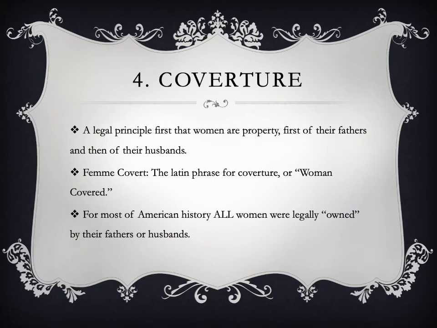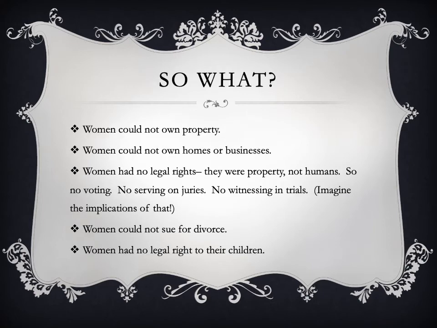So you're thinking, this doesn't make sense, and why should I care? That women were property. Well, you should care when anyone's property, right? But still, let's go look at the next slide. So what? To be a thing and not a legal human being meant that women didn't have any of the rights of legal human beings. So they were not allowed to own property, which means they couldn't own their own homes or their own businesses. They had no legal rights. They couldn't vote. They couldn't serve on juries. They couldn't witness at trials.